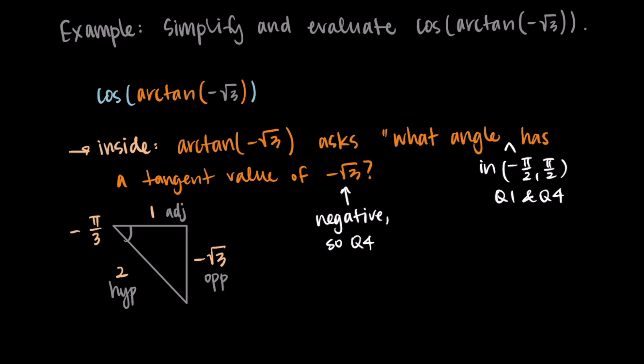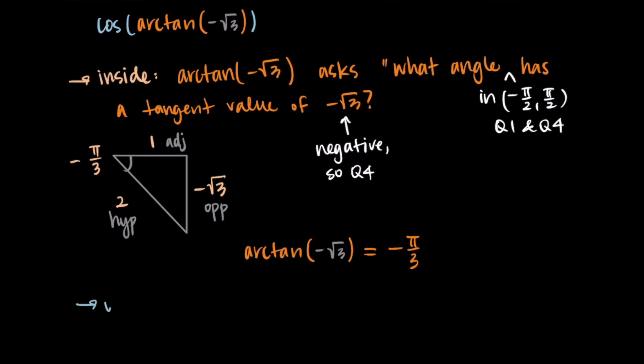And I can now make my conclusion about the inside. So the arctangent of negative square root of 3 is negative pi over 3. So I take that negative angle to be in quadrant 4, and that's why it's negative pi over 3. Now we can move to the outside. So I want cosine of this value. So I found that arctangent of negative square root of 3 is negative pi over 3. So I'm looking at cosine of negative pi over 3.